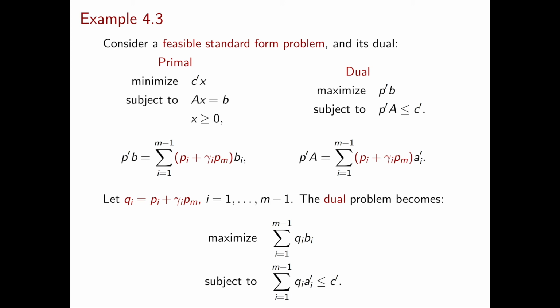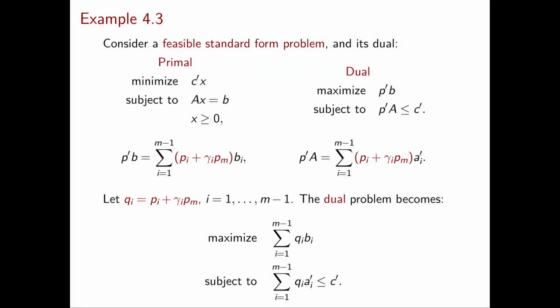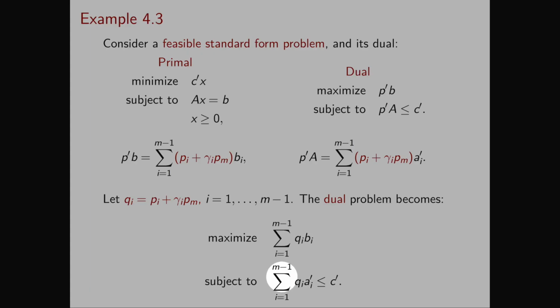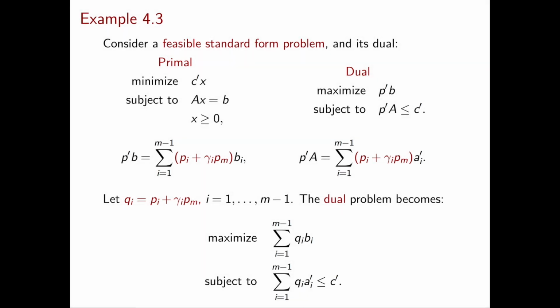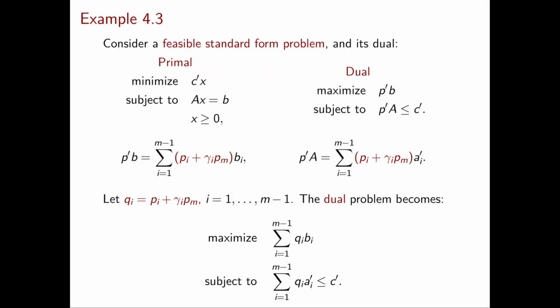At this point, the dual problem takes the following form. We maximize the sum of the qi bi for i that goes from 1 to m-1, subject to the sum of qi Ai transposed less than or equal to c transposed. It's a good exercise for you to check that this new problem that we've written here is in fact equivalent to the original dual problem.